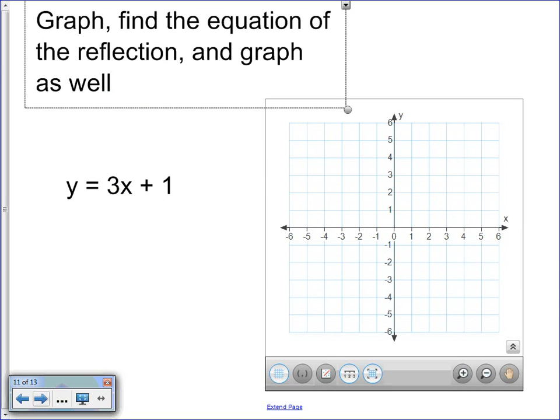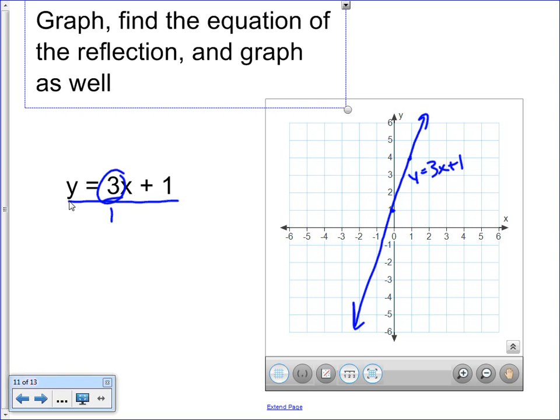Same thing here. We need to graph the equation for the reflection and graph that one as well. So graphing y equals 3x plus 1, a y-intercept of 1. I got to go up 3 and over 1. So there is my graph there for y equals 3x plus 1.